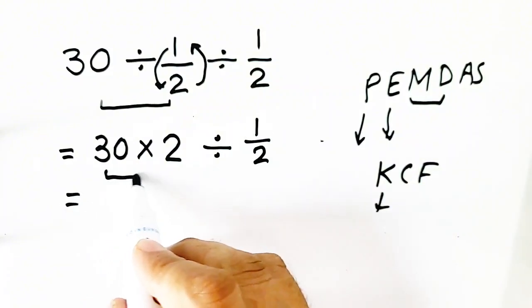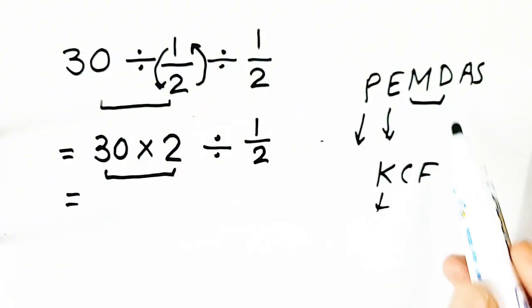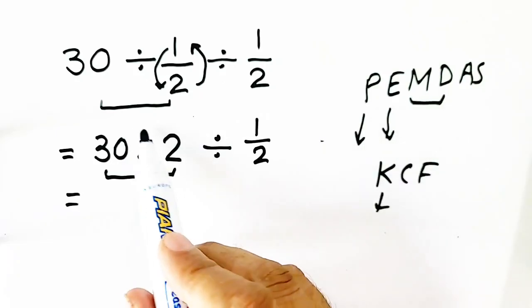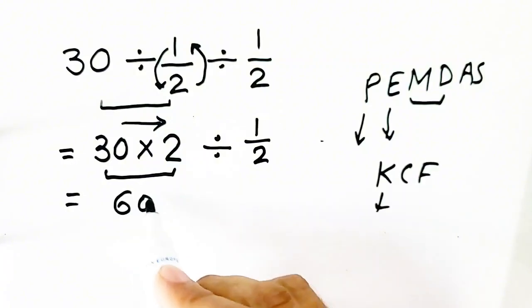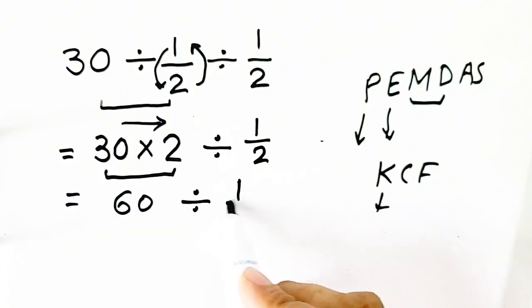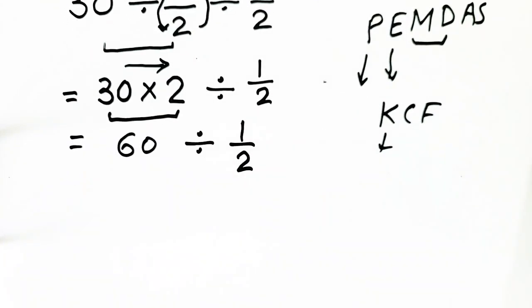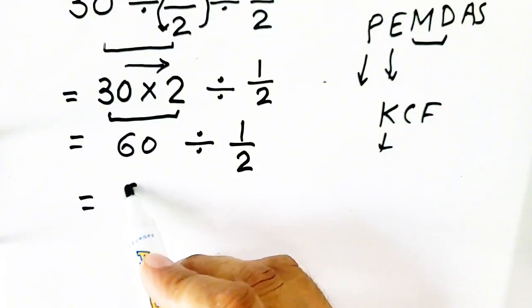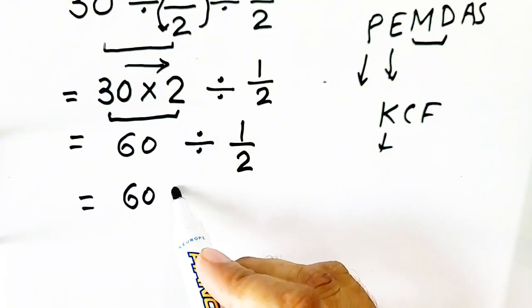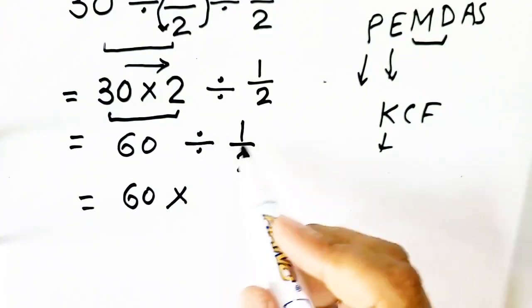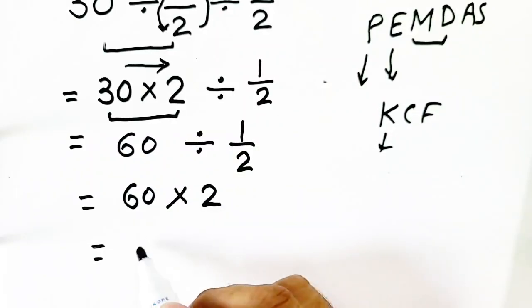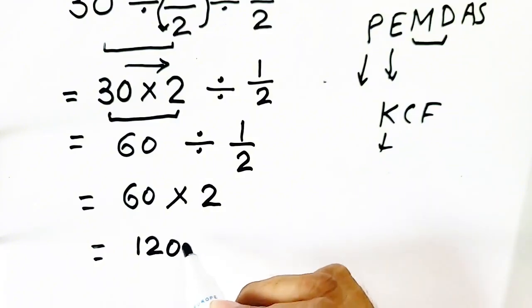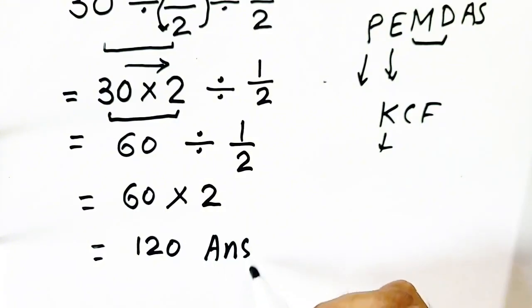Now we will apply the PEMDAS principle. First of all, we will move from left to right, and 30 multiplied by 2 will become 60 divided by 1 by 2. Now again apply the KCF rule. Keep it. Divide is changed into multiplication and 1 by 2 is flipped, so it will become 2. So 60 multiplied by 2 will be equal to 120, which is our answer.